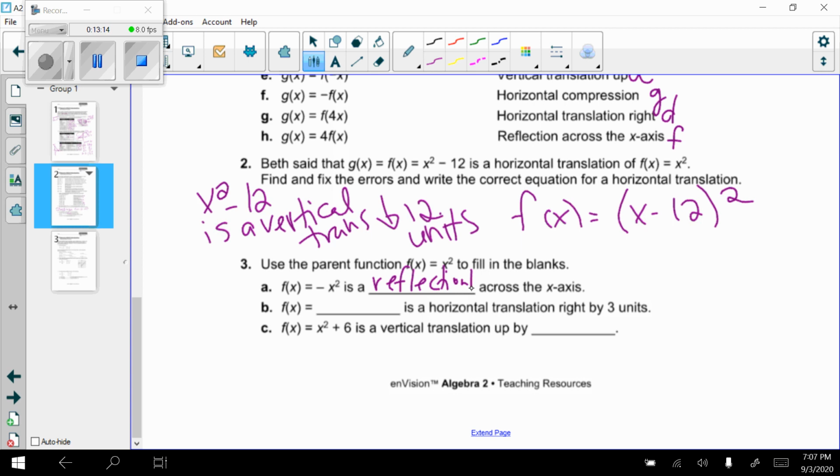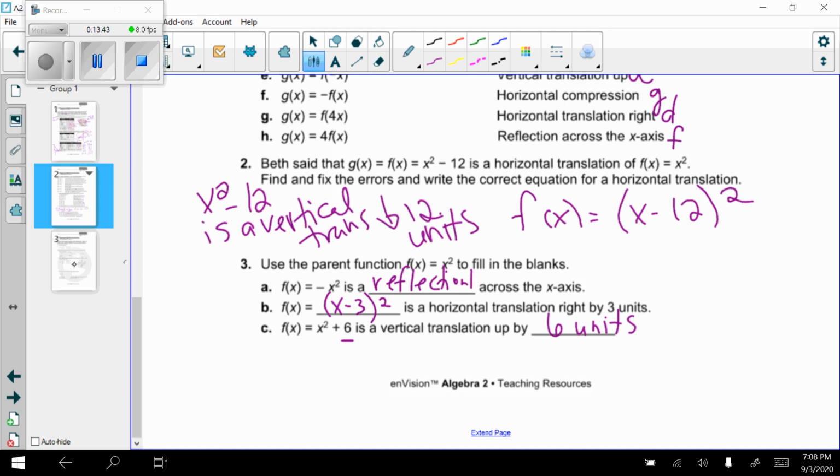B, f of x is blank is a horizontal translation right by 3 units. So if it's going to go right, I need parentheses. So x inside parentheses goes to the right, which means that it was opposite inside parentheses, so minus 3 quantity squared. F of x equals x squared plus 6 is a vertical translation up by, this is a positive 6, so up by 6 units.